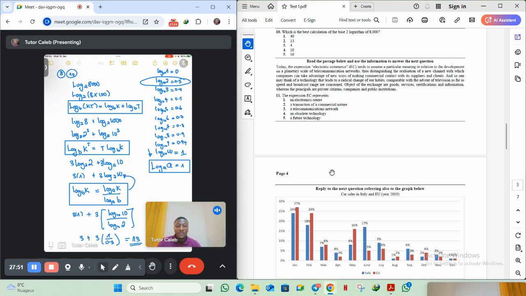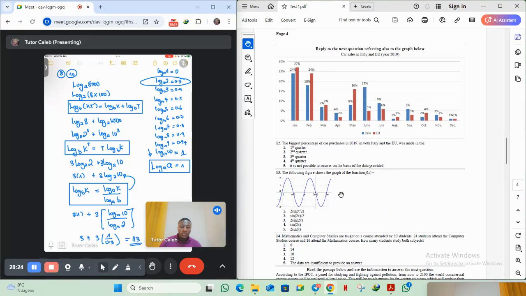Question 11 says that the expression EC represents electronic center. EC here talks about electronic commerce, so one is obviously wrong because the text defines EC as electronic commerce. 2 says a transaction of a commercial nature. Yes, it is true. 3 says a telecommunication network. No, it's not a telecommunication network. And the other answers are not true.